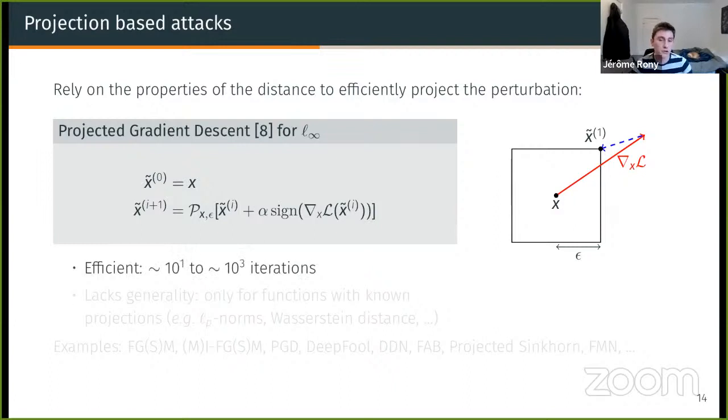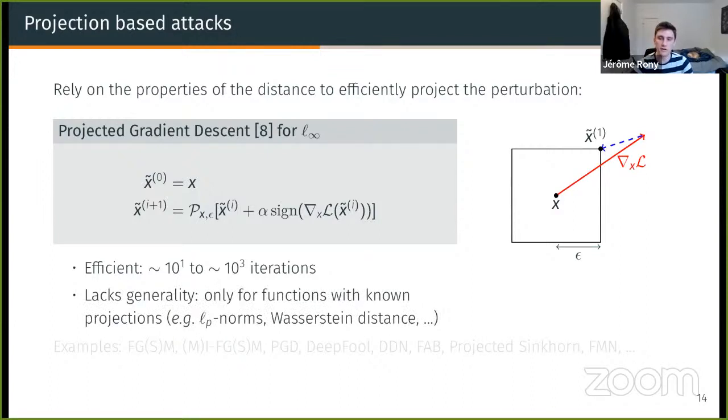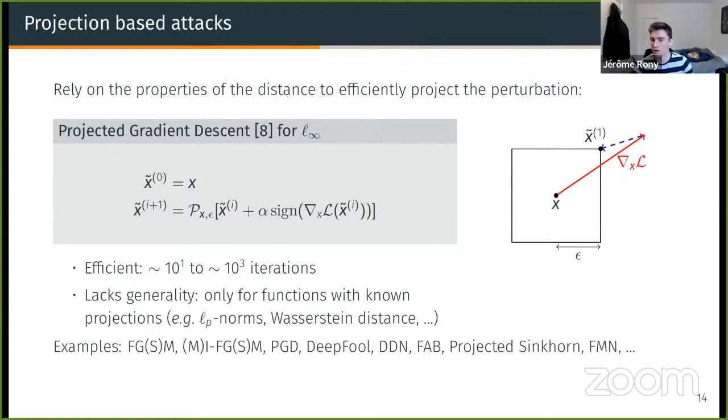These methods are usually very efficient. It can be anywhere from 10 to 1,000 iterations to get excellent results. But the issue is that they lack generality, because you need to know the projection in order to use this kind of method. So it only works for distances with known projections: Lp norms, Wasserstein, and that's basically it. There are probably several others, but at least those are the ones studied in the literature. And there is a very large literature of attacks that use this projection-based approach: FGSM, FGM, iterative FGSM, PGD, DDN, sorry, FAB, and so on. There are dozens of them.